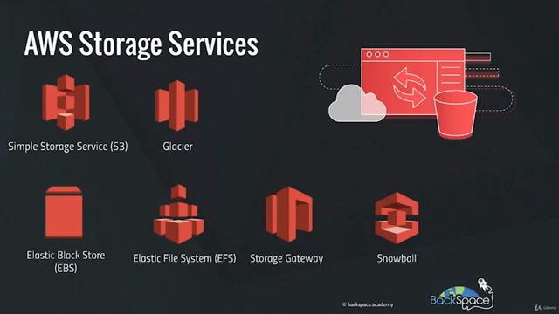A Snowball device is a portable, petabyte scale data storage device that can be used to migrate large amounts of data from on-premise environments over to the AWS cloud. You simply download your data to the Snowball device, then you send it off to AWS, who will then upload that data to an AWS storage service for you.